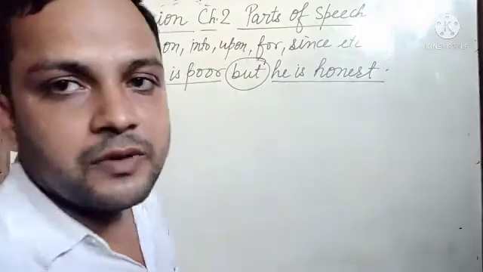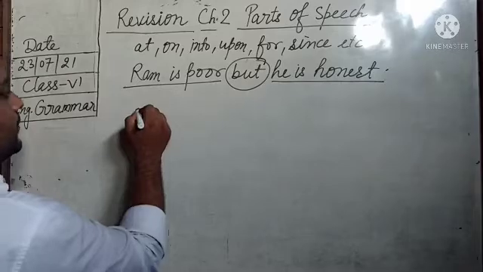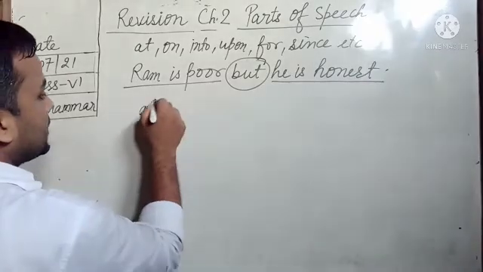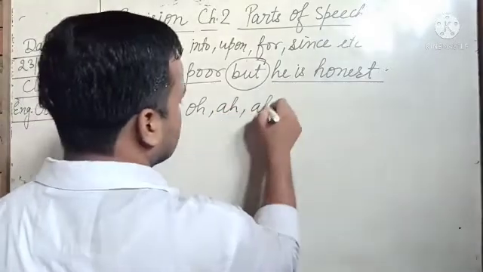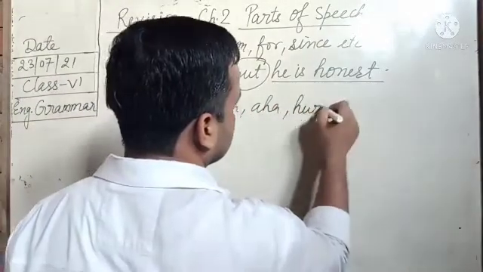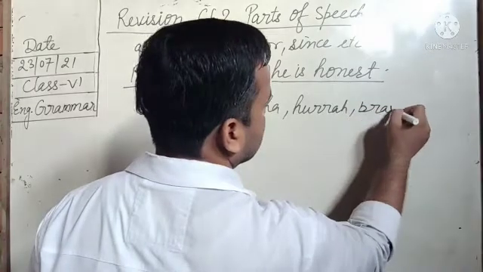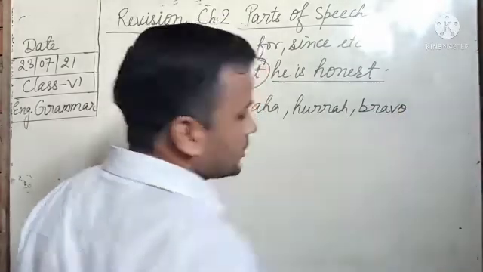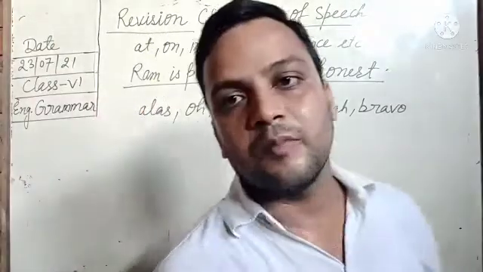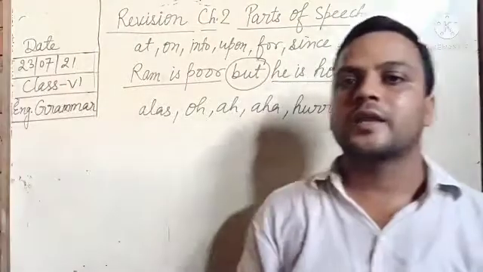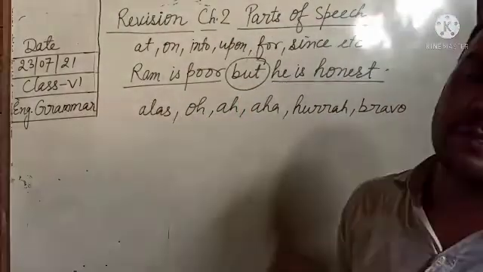And the last one is interjection. An interjection is a word which shows some sudden and strong feeling. For example, alas, oh, ah, aha, hooray, bravo. So these are interjections. Okay, and in modern English grammar, a determiner is also considered a part of speech.